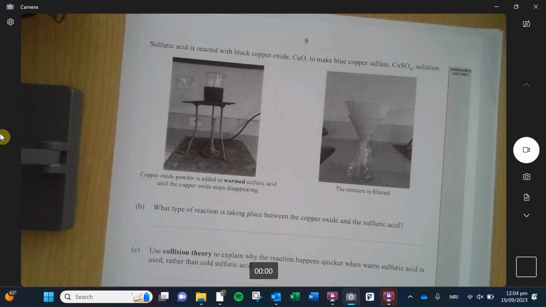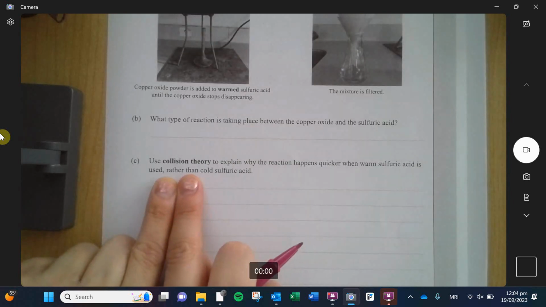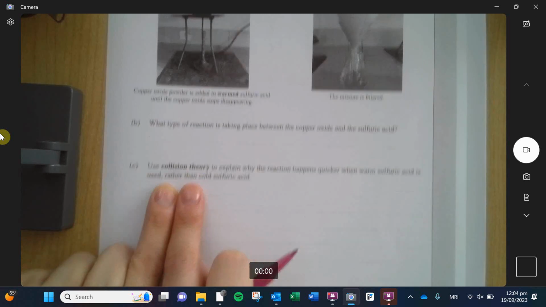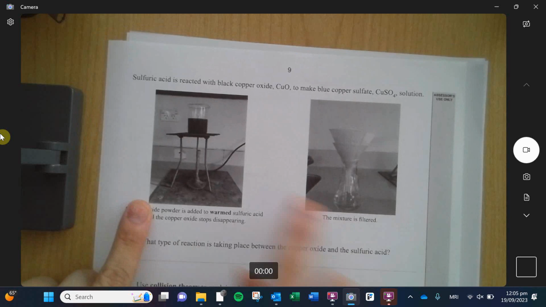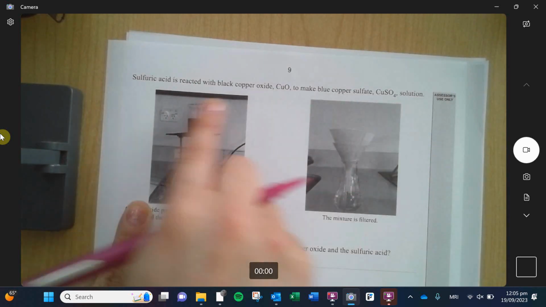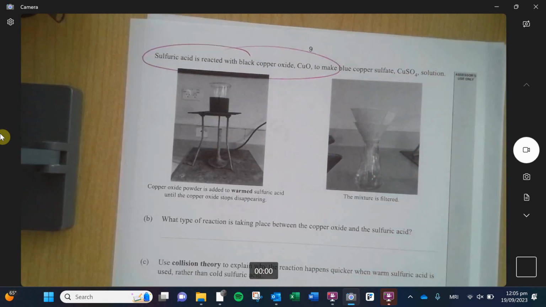And then the last question that I wanted to show you, I think we started talking about previously because it had collision theory. So this is the rate of reaction stuff. This is what I'm saying about how like this one was not a nice question. They've mushed them together. But here they've given you the copper oxide and sulfuric acid being mixed together. I just want to talk about this reaction in particular because it's a very common one they like to give.